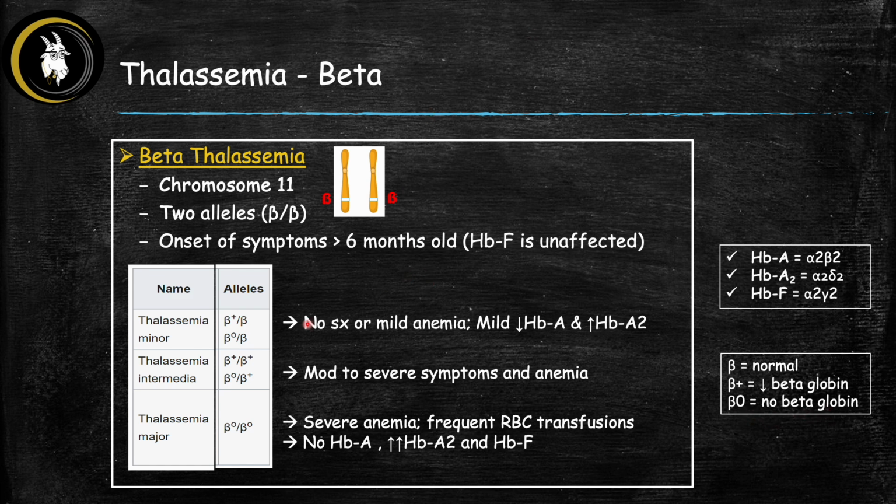Okay, so now let's look at the symptoms right here, and there are three disease categories. The first one is thalassemia minor, and the genotype here is going to be beta with either a beta plus or a beta 0. So either way, there's at least one normally functioning allele, so a decent amount of beta globin chain is still going to be made, and so this patient is going to have either no symptoms or only mild anemia. And on their hemoglobin electrophoresis, we're going to see a mild decrease in the normal hemoglobin, which is hemoglobin A, and a mild increase in hemoglobin A2 to make up for a little bit of that loss of the beta globin chains.